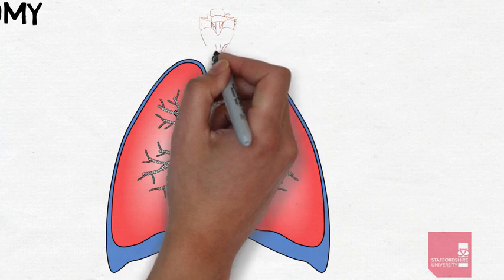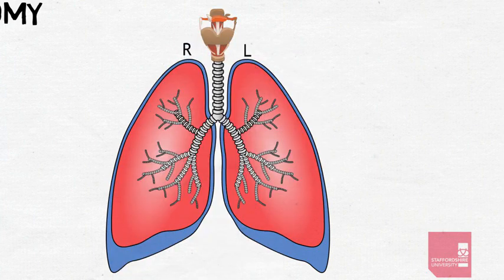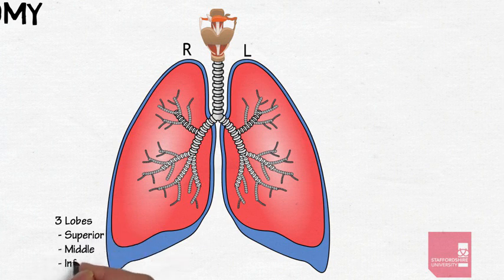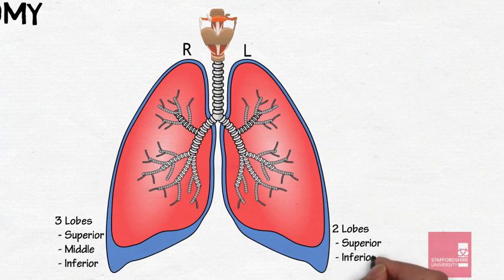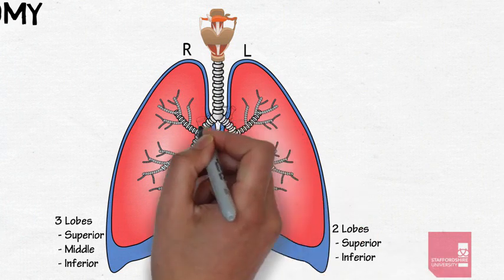The lungs themselves can be split into left and right lungs and are each divided into lobes. The right lung consists of 3 lobes, superior, middle, and inferior, and the left lung consists of only 2 lobes, as it's smaller due to the relative position of the heart within the chest cavity.